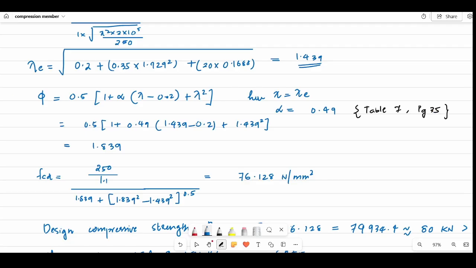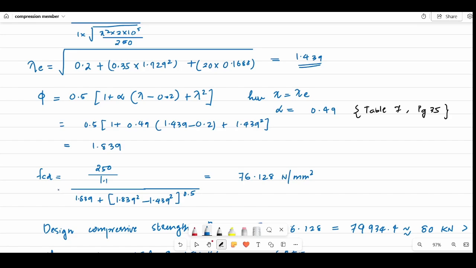And we are selecting an angle section, which means it belongs to class C, and the value of imperfection factor alpha will be 0.49. So this will be obtained from table 7. We'll be substituting the values of lambda e and alpha, and solving, we'll get the value of phi as 1.839.